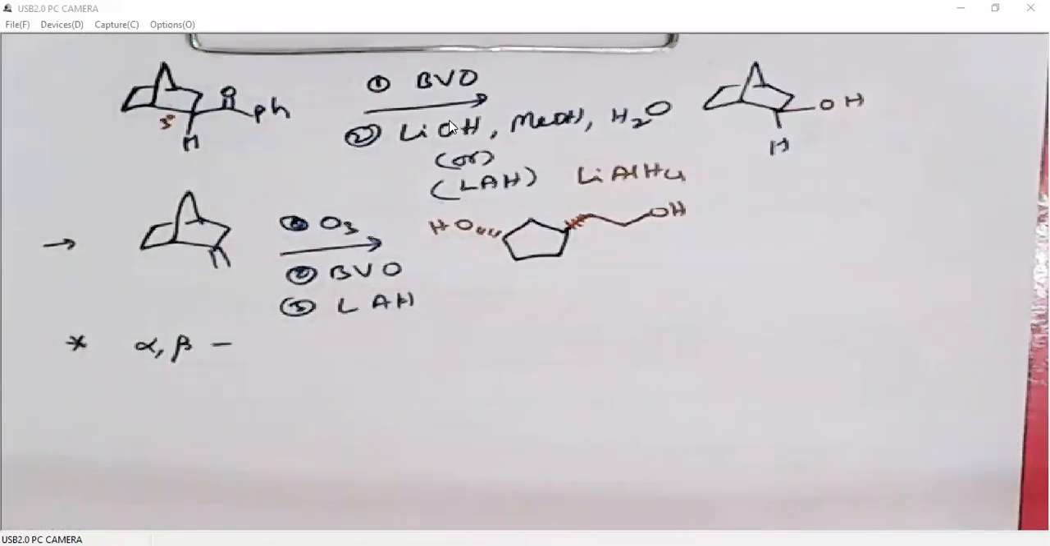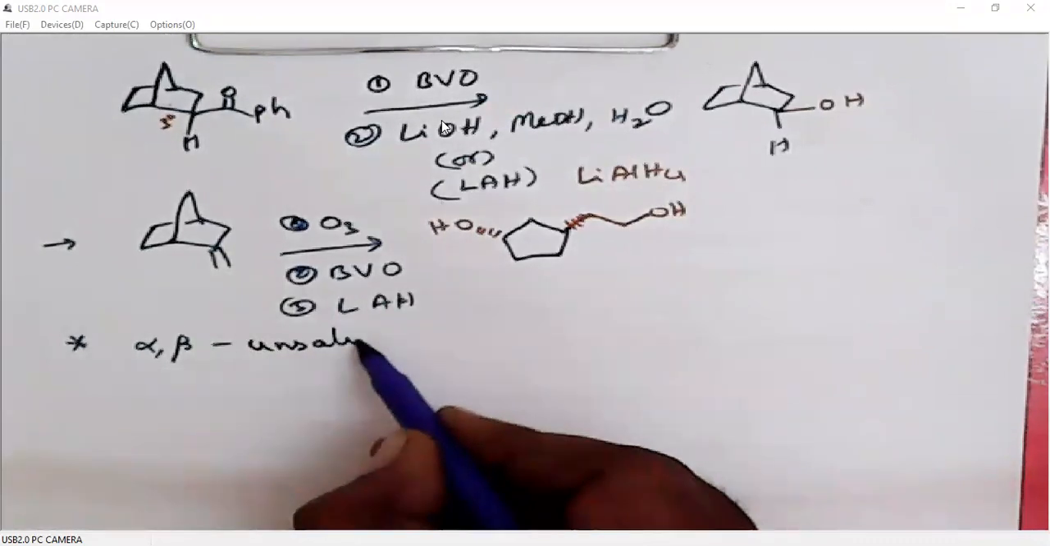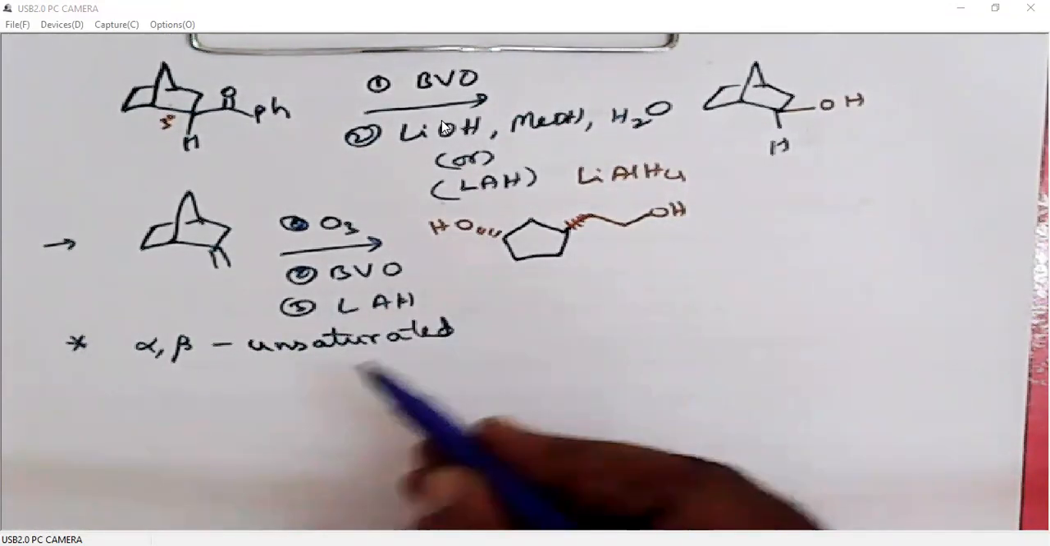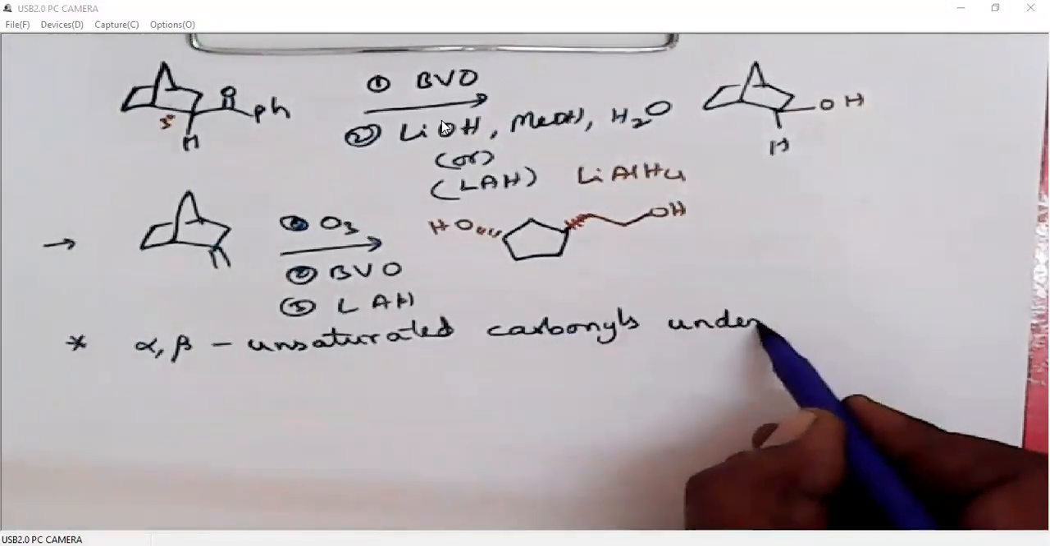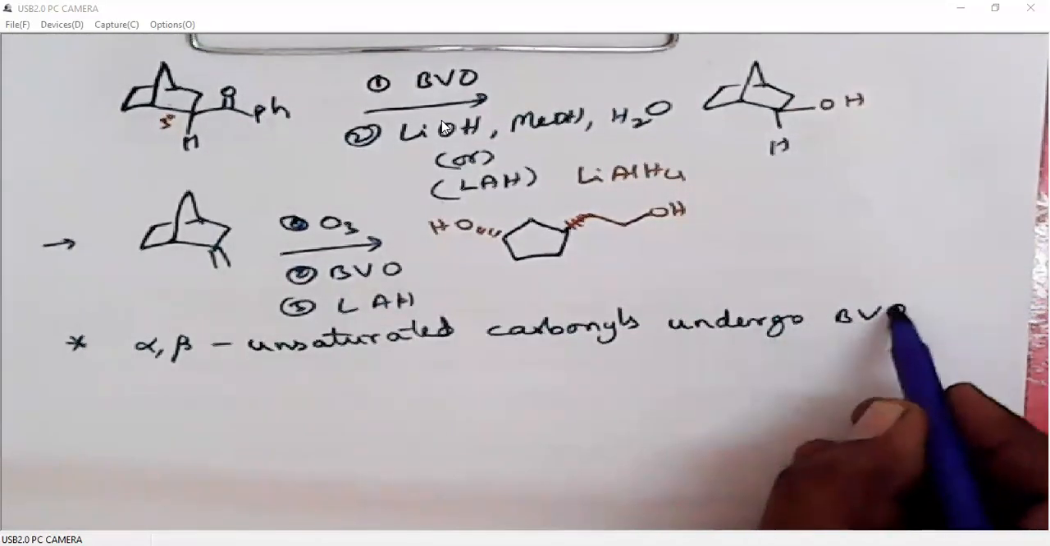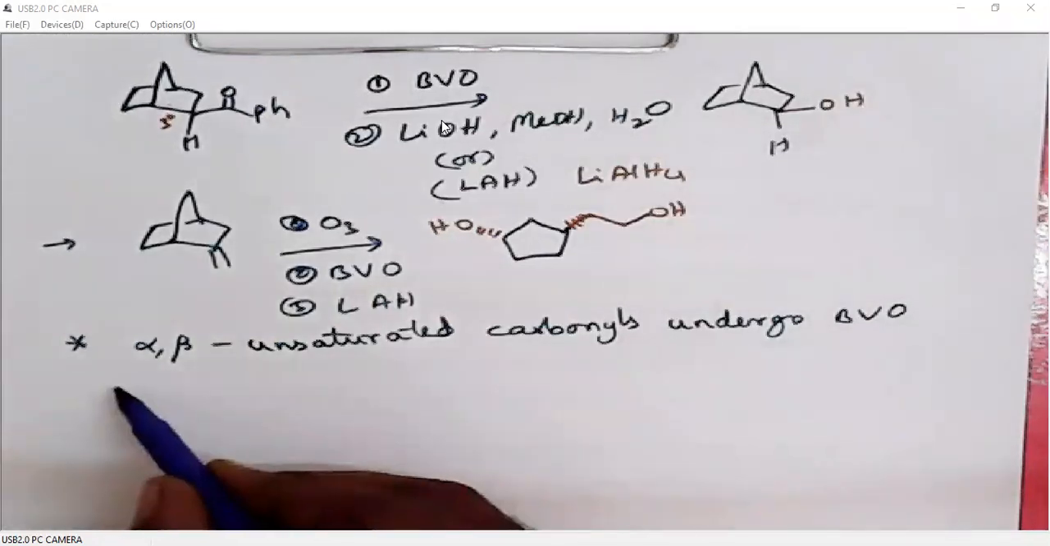MCPBA is used for epoxidation also, right? So what if there is a double bond, that means an alkene and a carbonyl in the same molecule, then what will happen, whether epoxidation of the alkene takes place or Baeyer-Villiger oxidation of the carbonyl takes place? Yes, it is a debate, but it is case sensitive. A general condition can be taken as alpha beta unsaturated carbonyls undergo Baeyer-Villiger oxidation.